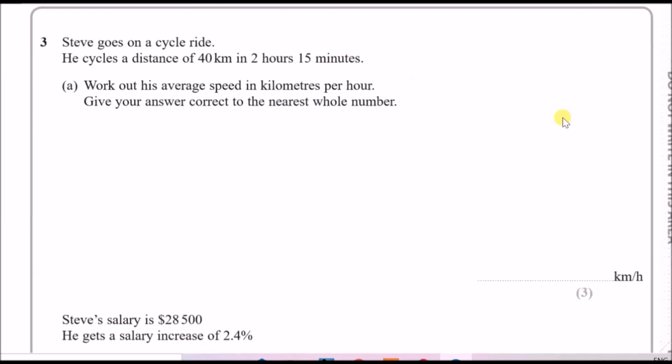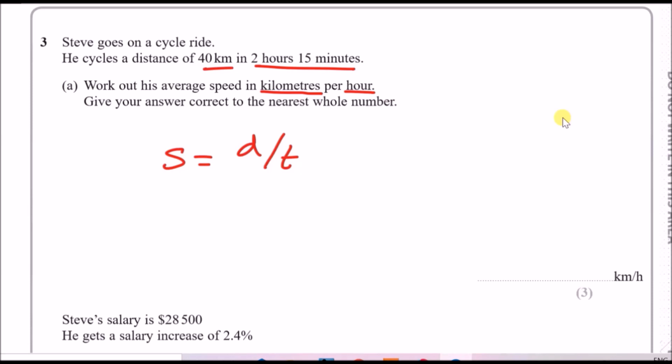Now number 3. So Steve goes on a cycle ride. He cycles a distance of 40 kilometers in 2 hours and 15 minutes. Oof. Work out his average speed in kilometers per hour. Alright, give your answer correct to the nearest whole number. Alright, so to work out any speed, distance, time equation, we should always know the formula. And the formula is always speed equals distance over time. In this case, they want it specifically in kilometers, which we got, and per hour, which we almost got.